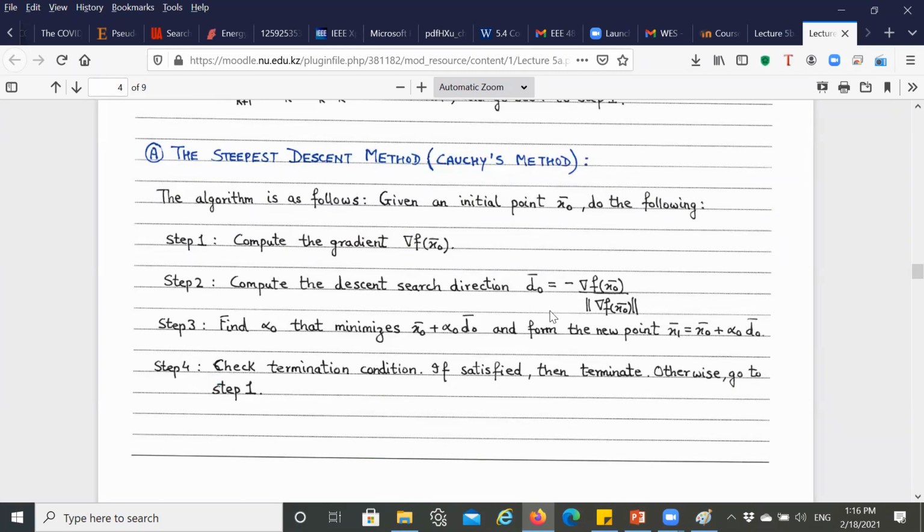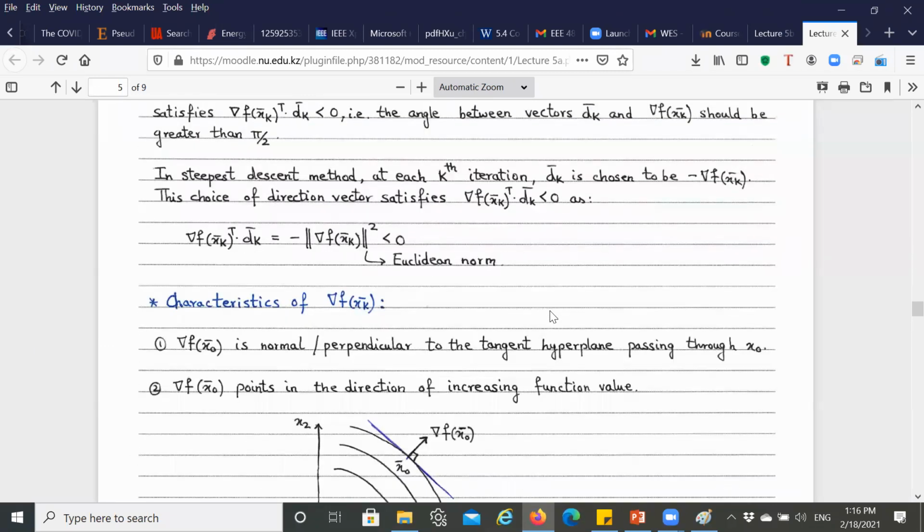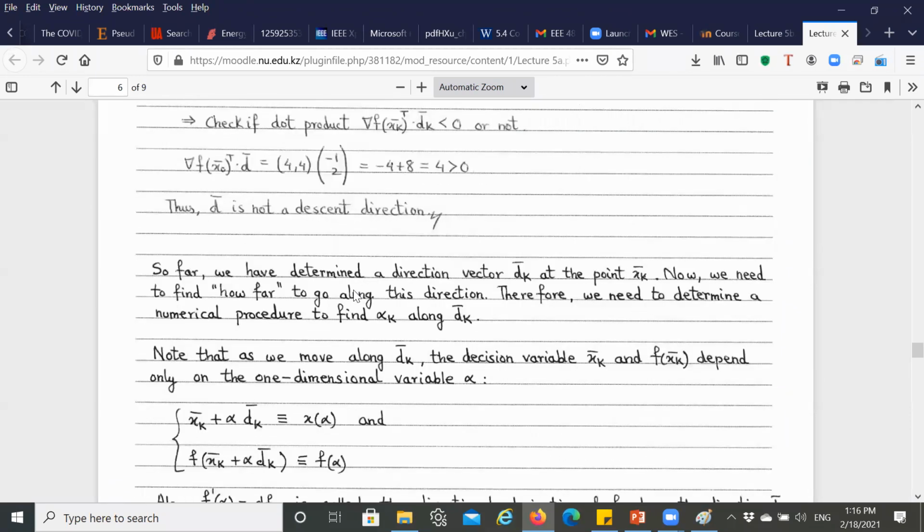If you get the concept, all you should know is the concept of how to attack the problem, and based on that you can do it. Then after that, I told you how to choose your step size. There are some examples, like example 3, which will help you out. Please work it out.